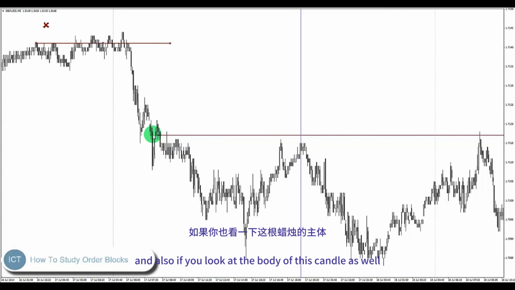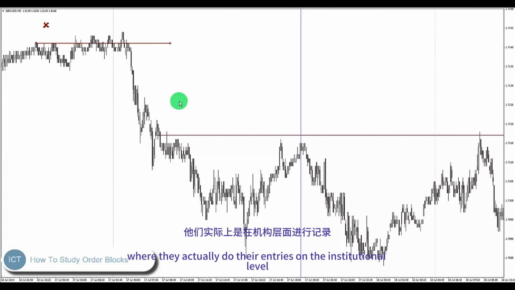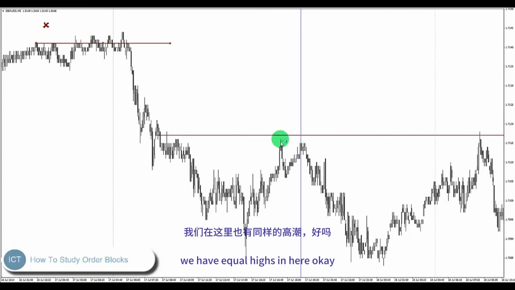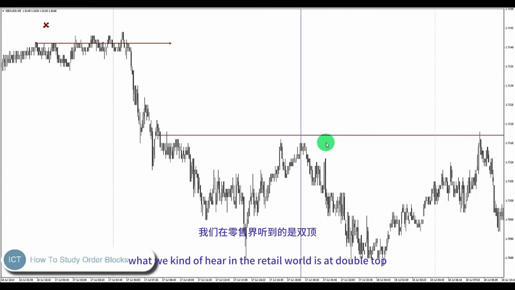And also if you look at the body of this candle as well, and look at the bodies, I'm sorry, the wicks of these candles. And this is what we're going to talk about a lot in volume 5, where we start looking at institutional pricing, where they actually do their entries on the institutional level. We have equal highs in here. What we commonly hear in the retail world is a double top. We don't believe in double tops in the ICT camp.